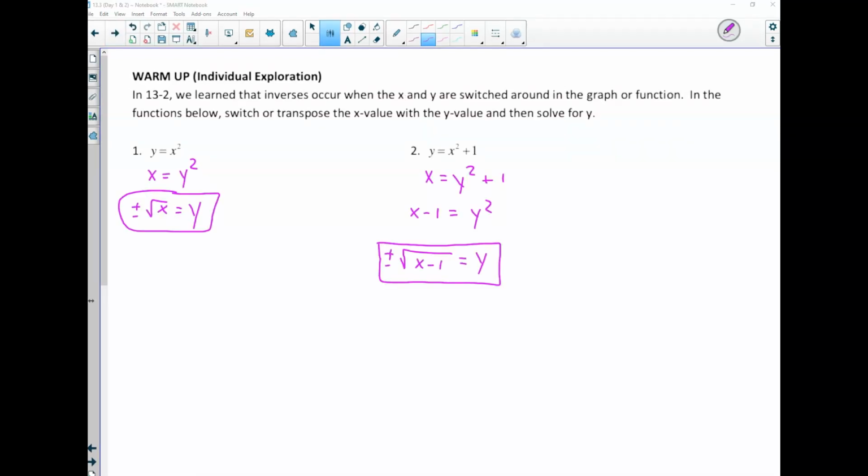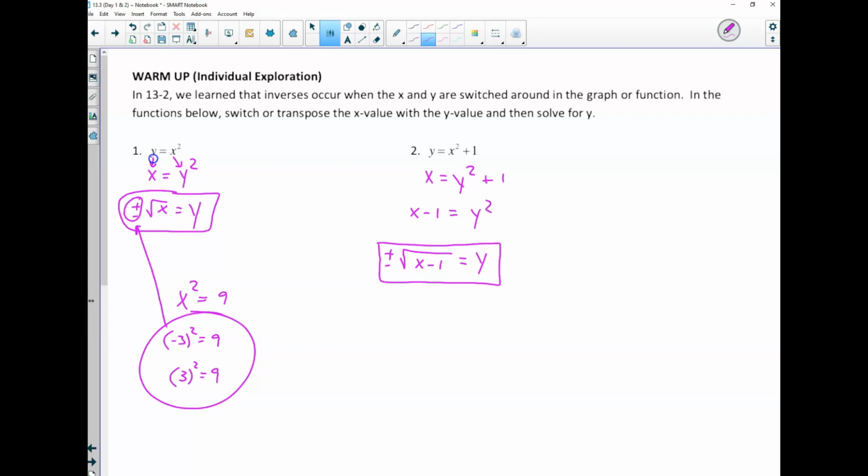Okay, so we're back here. Well, hopefully you did these two warm-ups. All I did was I made every y an x and every x a y, and then I solved for y. Now remember, anytime I'm taking the square root in an equation, there is both a positive and a negative root of it. Remember, x squared equals 9: well, negative 3 squared equals 9, and 3 squared equals 9. Both of those make a true statement, which is why there's both a positive and a negative root.